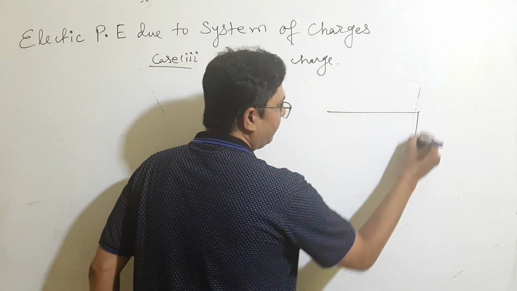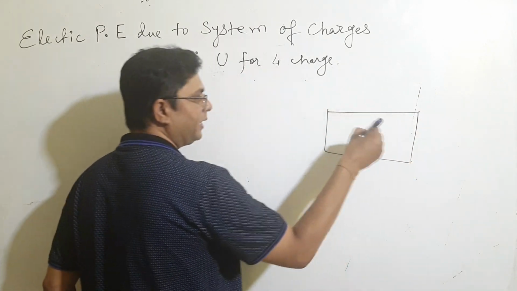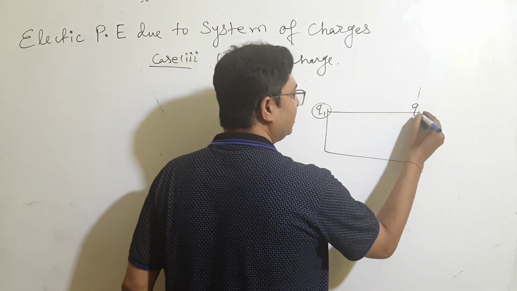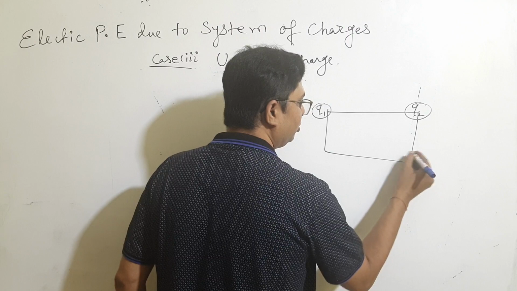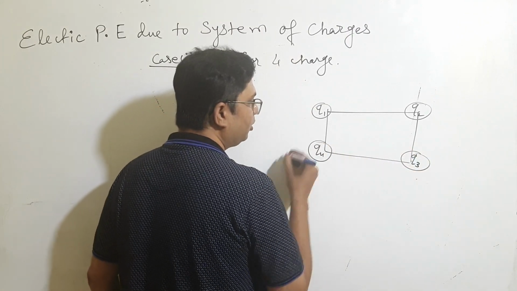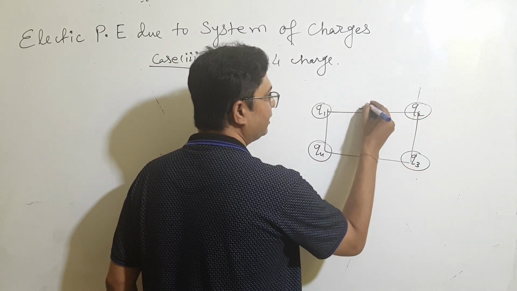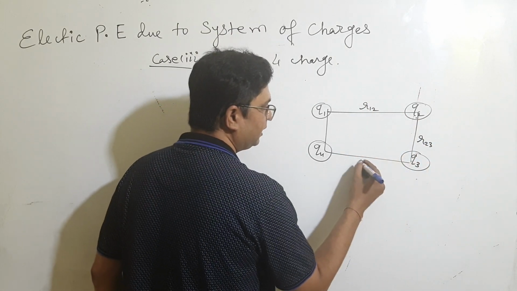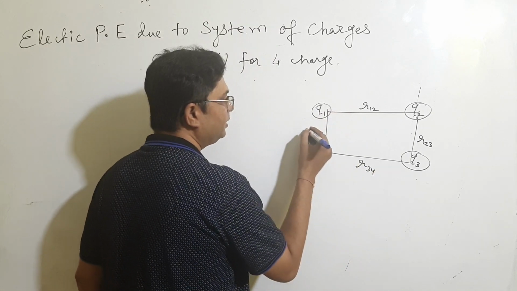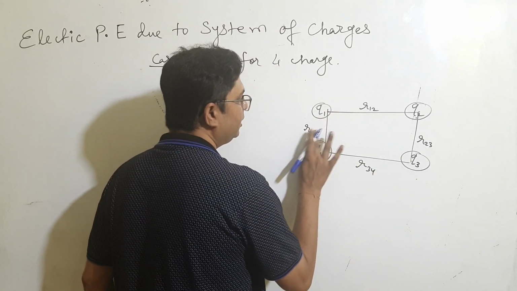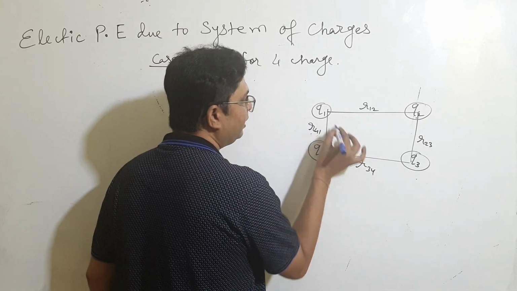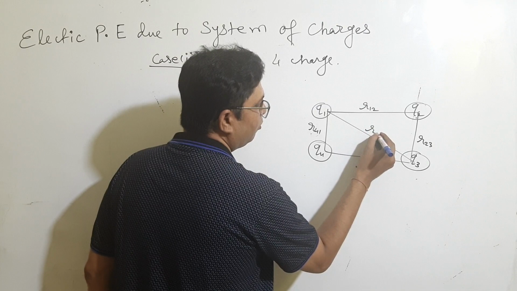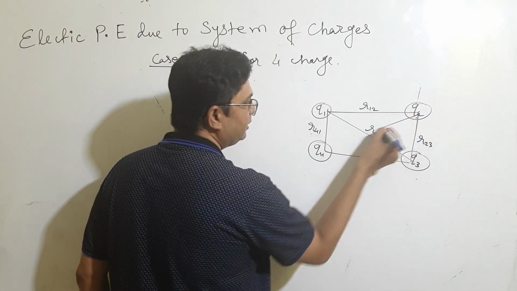Let we have a rectangle here, and in this rectangle the first charge is Q1, second charge is Q2, third charge is Q3, and here is charge Q4. Distance between these two points is R12, this is R23, this distance is R34, this distance is R41. This distance is said to be R13, and this distance is said to be R24.